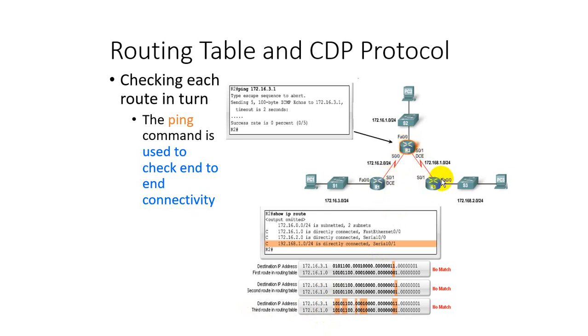172.116.3, which is the 3 network. This is the 3 network. If it has to reach 172.116.3.0, then it has to go to the 172.116.1.0 network. So if R2 will ping 3.1, let me check it. The first route in the routing table is 1.0.